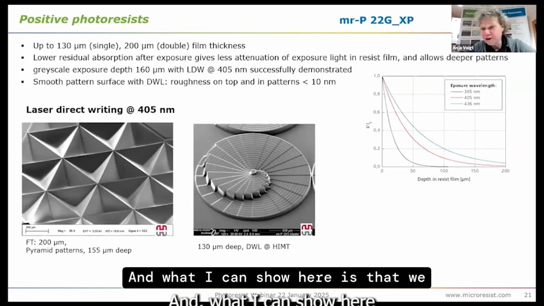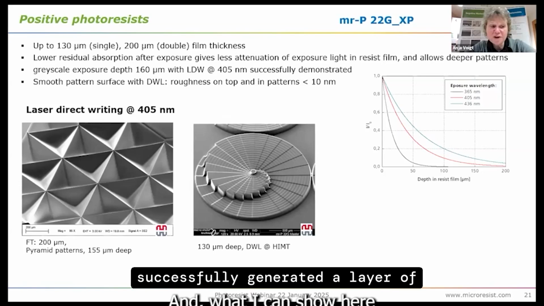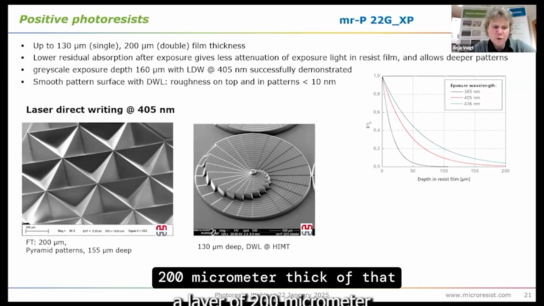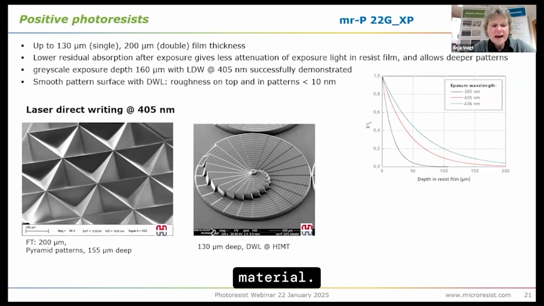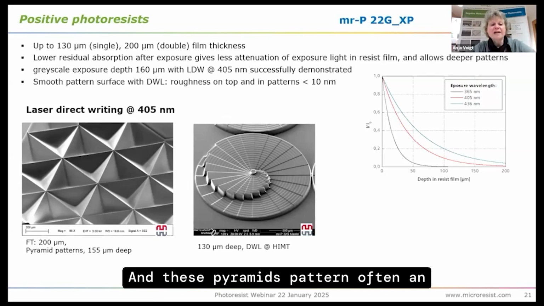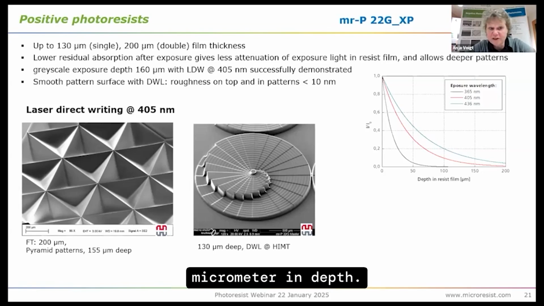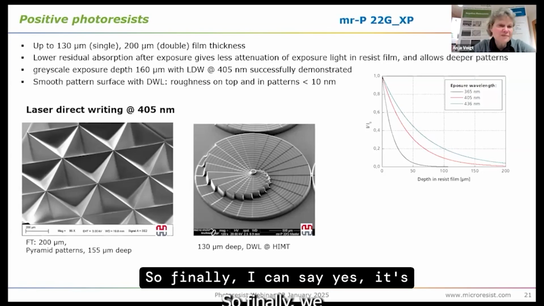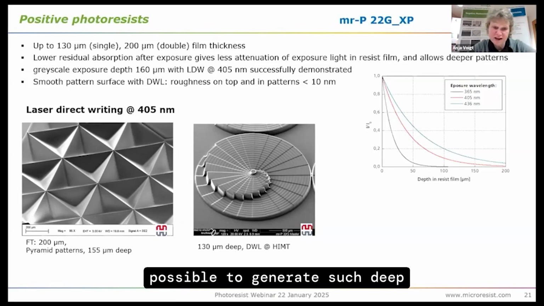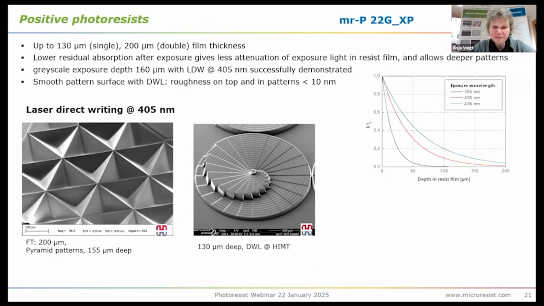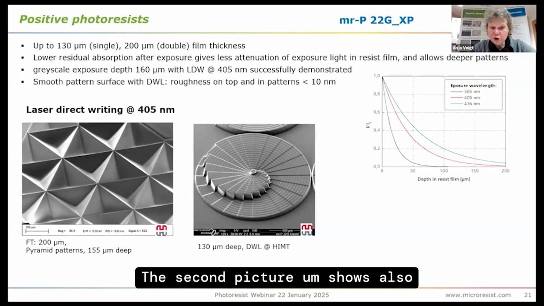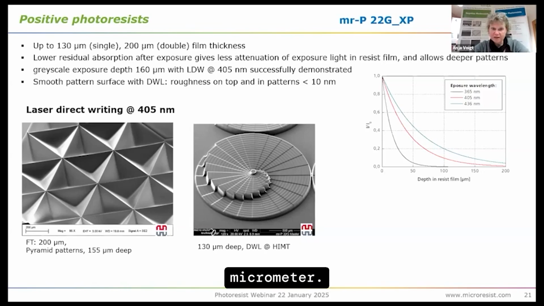And what I can show here is that we successfully generated a layer of 200 micrometer thickness of that material. And this pyramid pattern has an exposure depth of about 155 micrometer in depth. So finally, I can say yes, it's possible to generate such deep patterns. The second picture also shows a real pattern generated in MRP 22G, having a depth of about 130 micrometer.